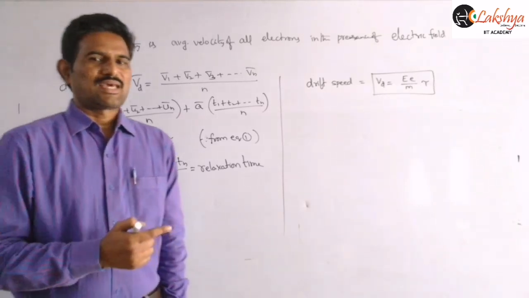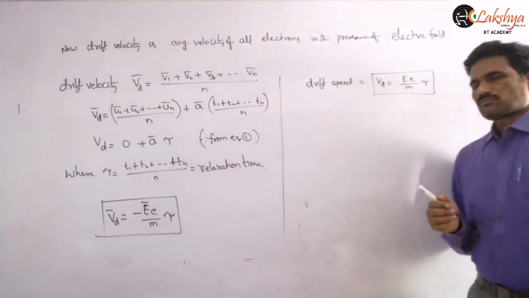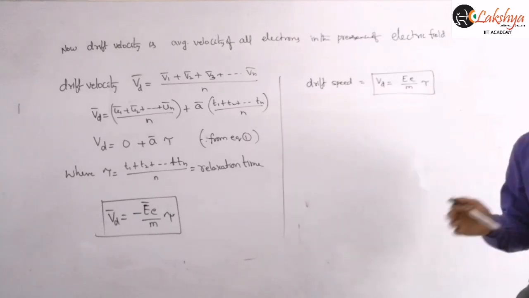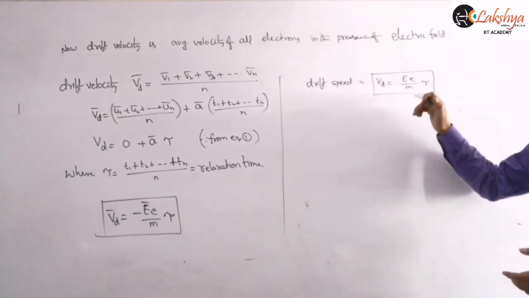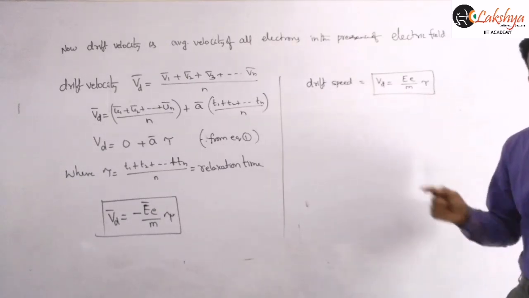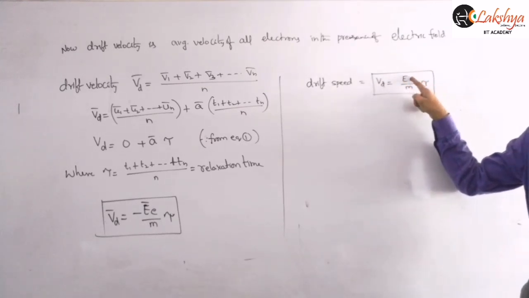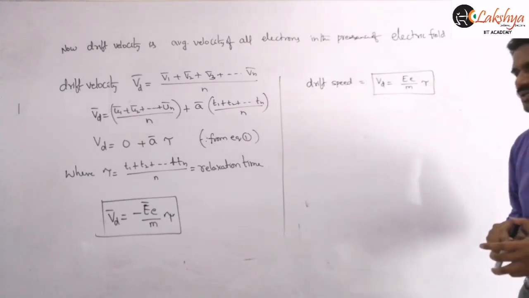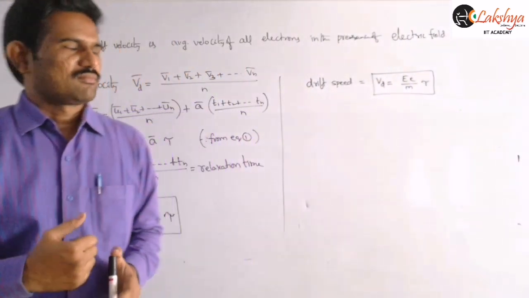Where capital E is the electric field applied, external electric field applied, and small e is the charge of the electron, and tau is the relaxation time, which is the average time interval between two successive collisions, and m is the mass of the electron, right? So mention those terms also. Capital E is external electric field, small e is the charge of electron, m is the mass of electron, and tau is the relaxation time, right? So that is the expression for the drift velocity.